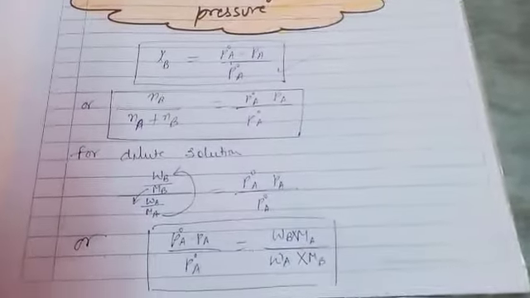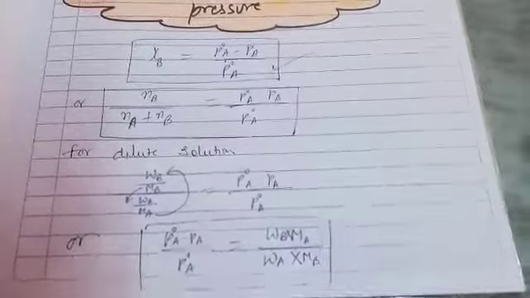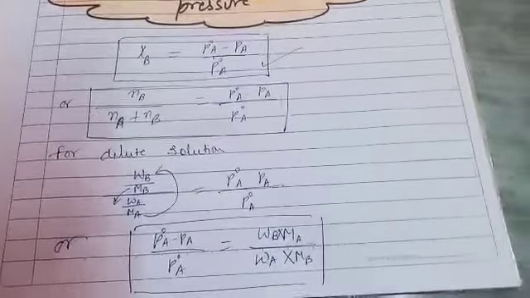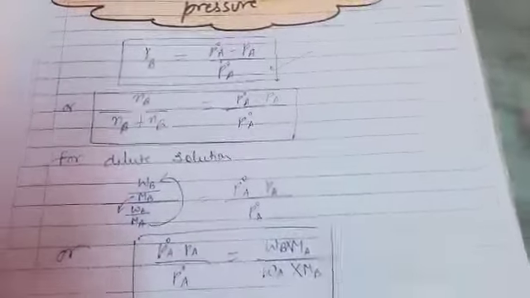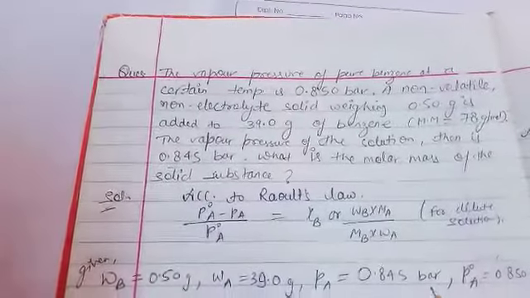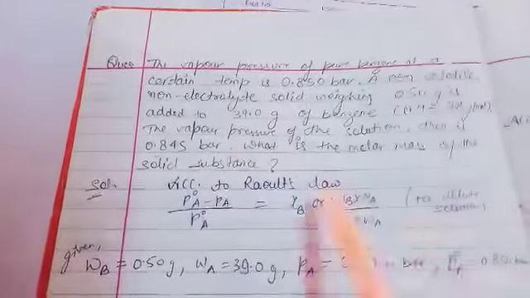Now on this basis I'll explain one numerical to you. After that, two more numericals I'll explain in another video. Okay, now suppose this one is your question. I'll explain relative lowering with the help of this question.